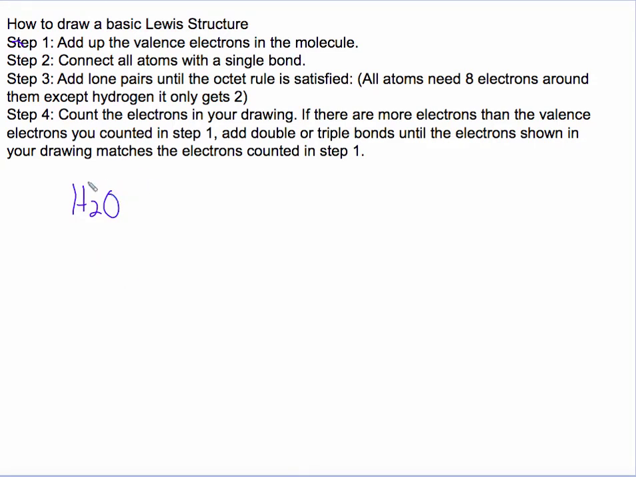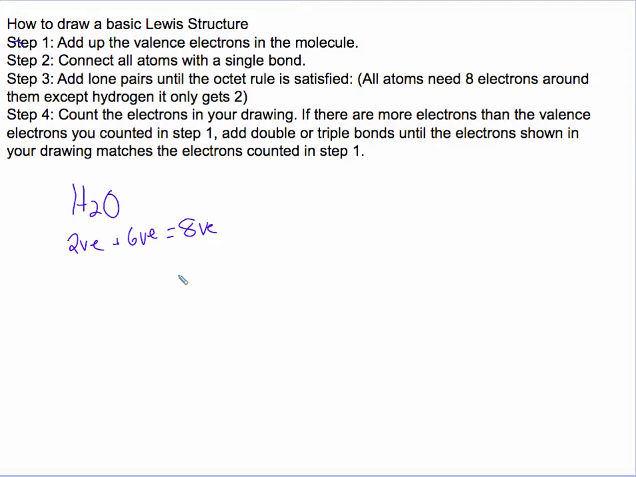If you look it up, hydrogen is in group 1A, so it has one valence electron, but we have two hydrogens. So 2 times 1 is 2 valence electrons for hydrogen, and oxygen is in group 6A, so it has 6 valence electrons. So 2 plus 6 equals 8 valence electrons. So when we draw our Lewis structure, we have to show 8 electrons in our drawing.